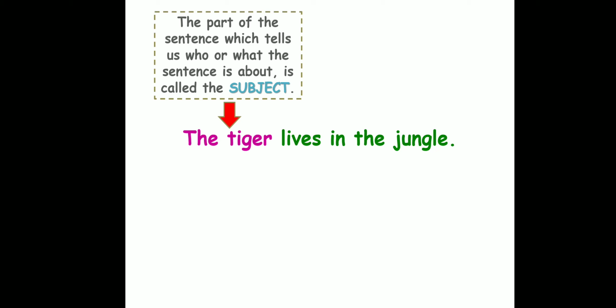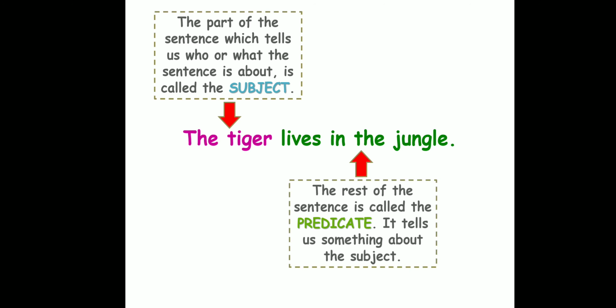What does that mean? Okay, so the rest of the sentence is called the predicate. It tells us something about the subject. So apart from the subject, whatever the remaining words are there in the sentence, that is called the predicate, and the remaining words tell you something about the subject. So over here, lives in the jungle is our predicate, and it tells us that the tiger lives in the jungle. Alright, so in a sentence, all the words apart from the subject is the predicate. This is a very simple way of identifying what is a predicate.